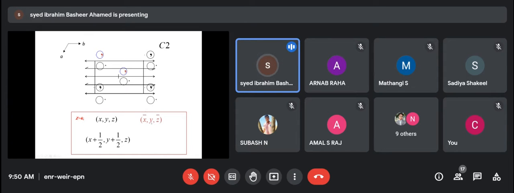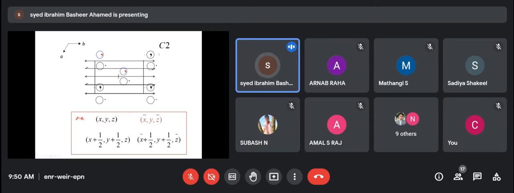So X bar, Y, Z bar. The sign of Y is not going to change. So X bar plus half, Y plus half, and then Z bar. So very easy. If you just remember where the molecule is moving, you can easily write the equivalent position. So don't be afraid of space groups. Just follow my class, and if you understand, it will be very easy.